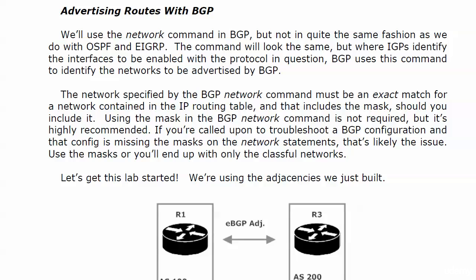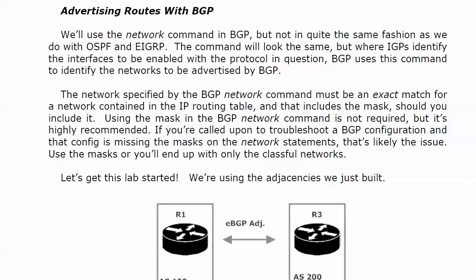But there's a little nit to pick here because where IGPs identify the interfaces to be enabled with the protocol in question, BGP uses this command to identify the networks to actually be advertised by BGP. Now, the network specified by the BGP network command has to be an exact match for a network contained in the IP routing table, and that includes the mask, should you include it. Because using the mask in the BGP network command, it's not required. It is highly recommended though.